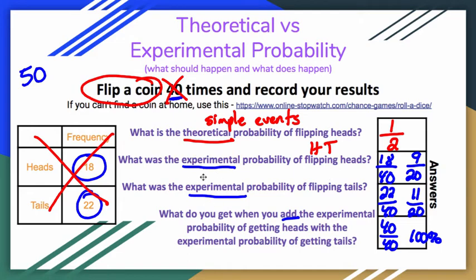Experimental is, all right, I went and actually did the problem. What did I actually get for my probability? Because while I expect to get it half the time, we all know it doesn't come up to be exactly halfway. I don't flip 1 heads and then 1 tails and 1 heads and 1 tails. It doesn't work like that in real life. But if I were to do 1,000 or 10,000 flips of a coin, I'd get pretty close to 50-50 by the time I was done.